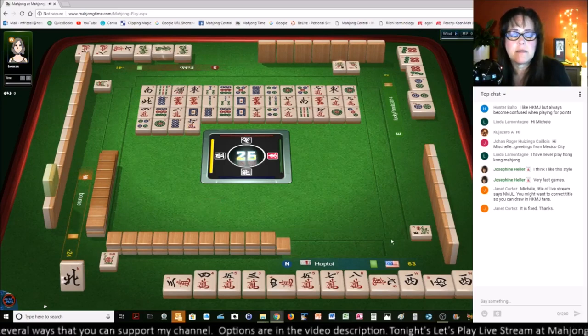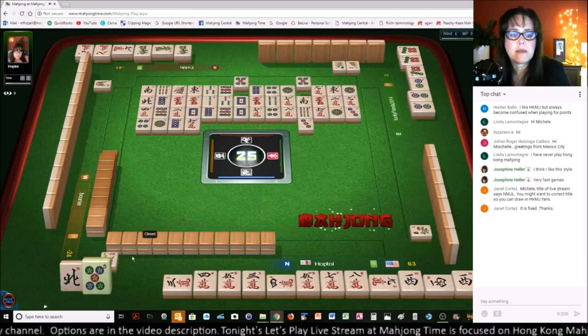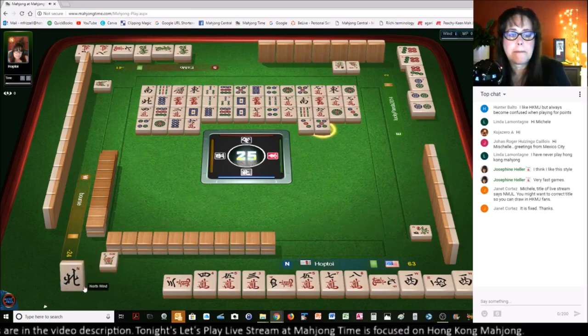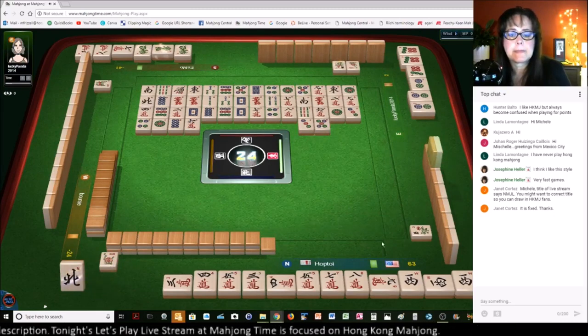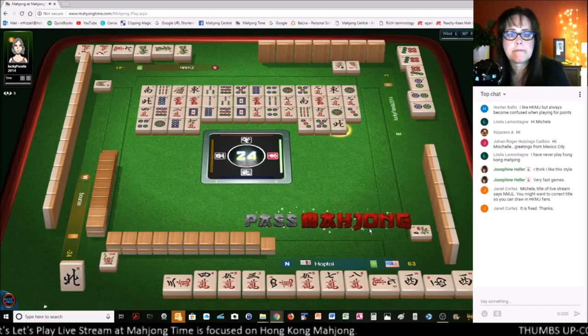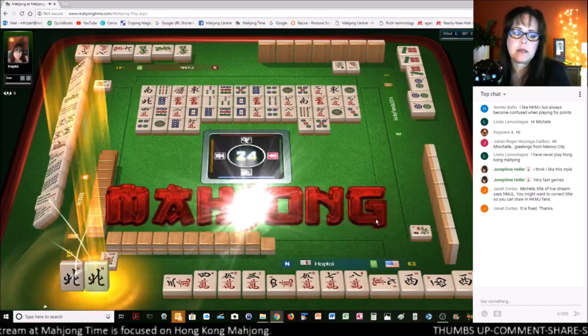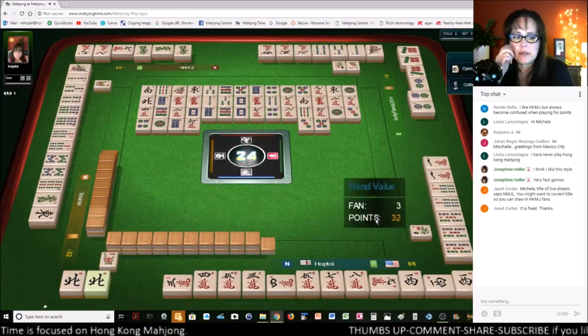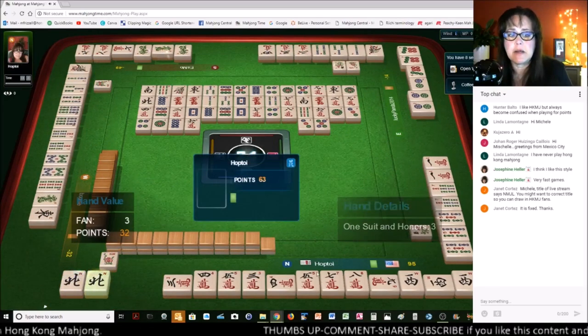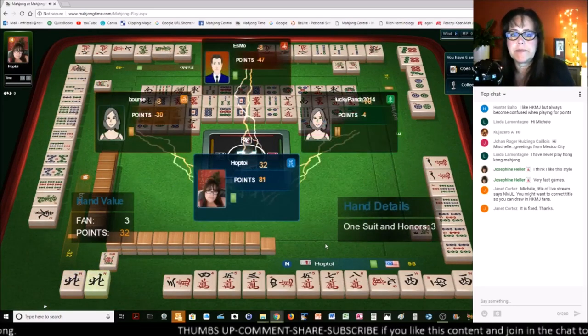Six characters. Three dots. Five dots. North wind. There, Mahjong. Mahjong. Whew. We were going into the end game there. I wasn't sure if that was going to come through.